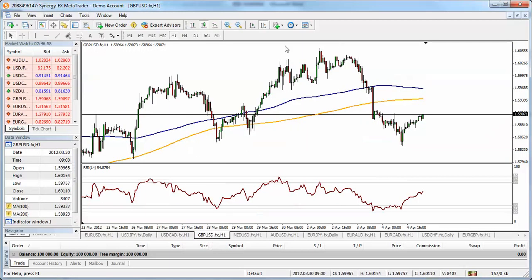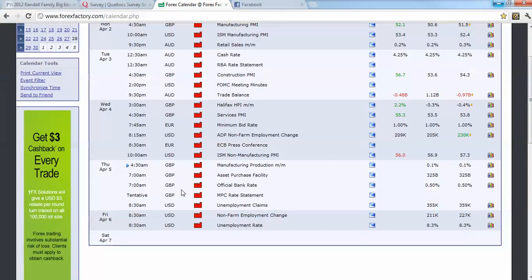The last pair that I want to take a look at, and probably the most important for me right now, is the pound dollar, which, if you look at the news breaks for tomorrow, we actually have 4 important updates. That's manufacturing production, asset purchase, official bank rate, MPC, as well as unemployment claims from the US dollar. Those come out early this morning on the East Coast in New York time, and those are going to be very important numbers for this pair.